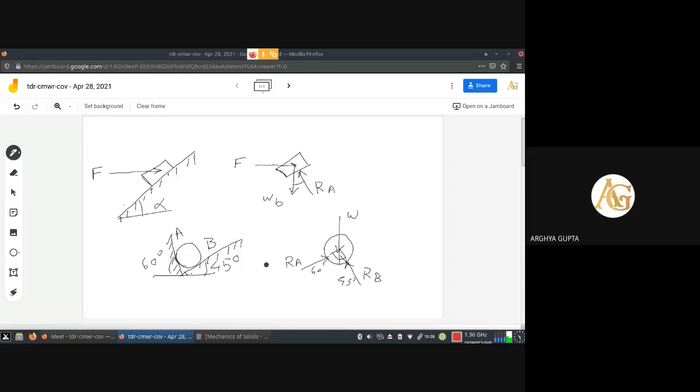And now in this class we will also learn a theorem, Lami's theorem. That can be solved by analyzing the vertical and horizontal components of forces. And another way to solve this problem is by applying Lami's theorem. Now, what is Lami's theorem? I am telling.